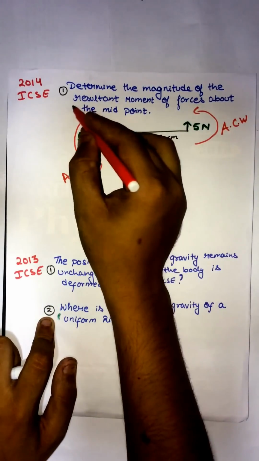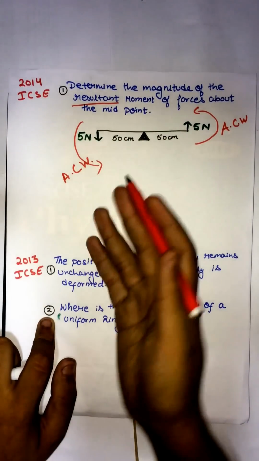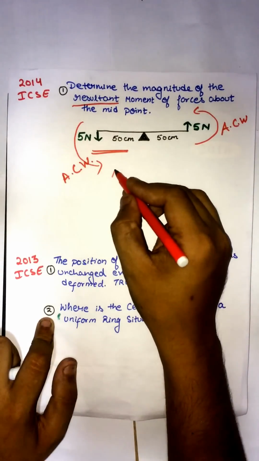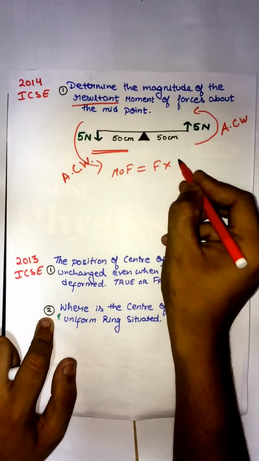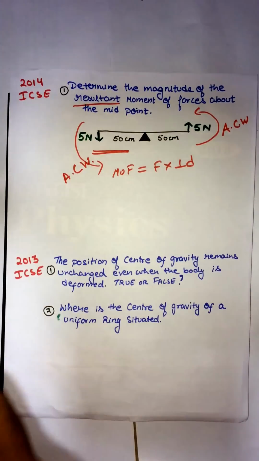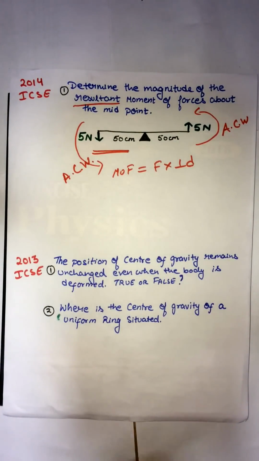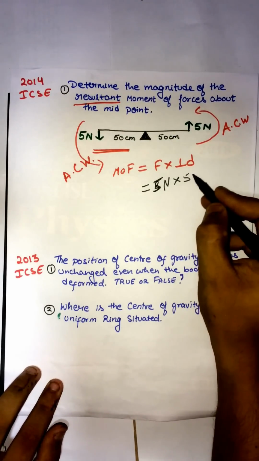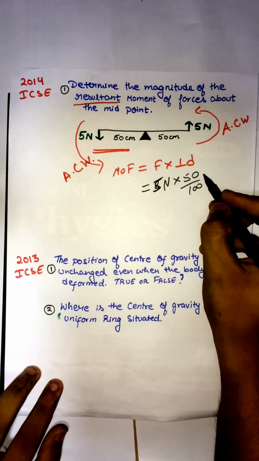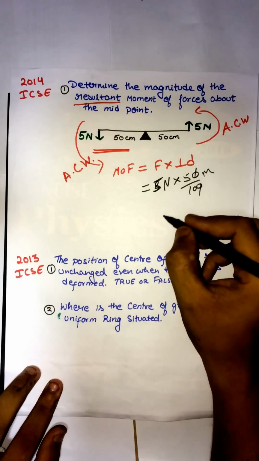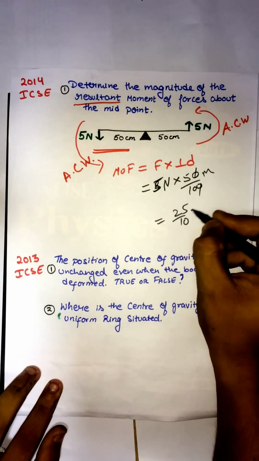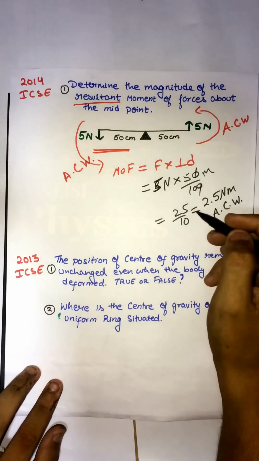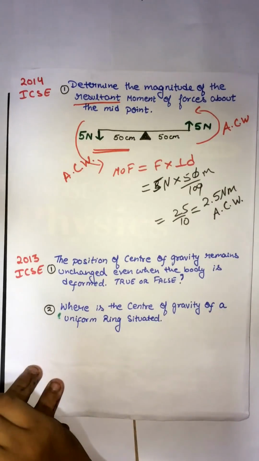So the net moment of force or the resultant moment of force can be found out by adding their moment of force. What is the moment of force of this force? So the formula for moment of force is force into perpendicular distance. So the force is 5 Newton multiplied by 50 divided by 100. I converted it into meters. So 0 0 cancel, 5 5s are 25 divided by 10, that is 2.5 Newton meter, and the direction is anti-clockwise. This is the moment of force due to this force.